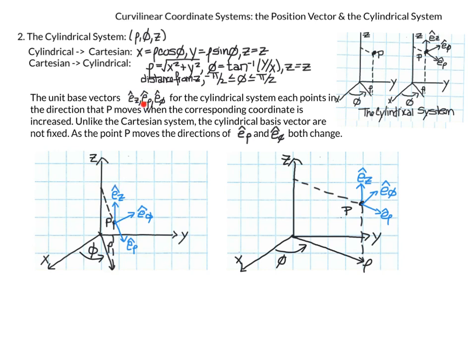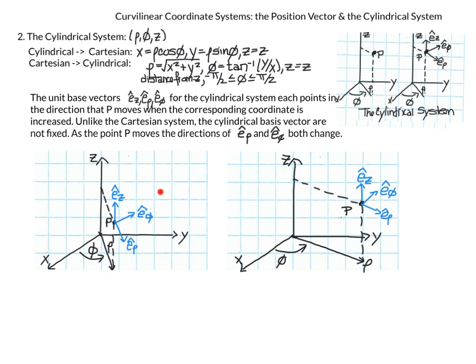Then let's look at E rho. If we increase rho, we're just going to keep following rho. So this is the direction that our basis vector for rho will point. And then finally for phi, if we increase phi, we're going to be going this way. So we want phi to point towards that direction. We're going to talk more about what direction E phi points in exactly in a few minutes.